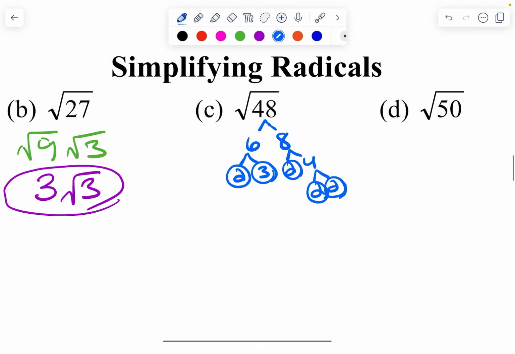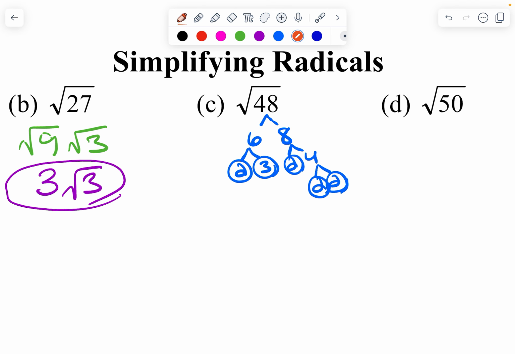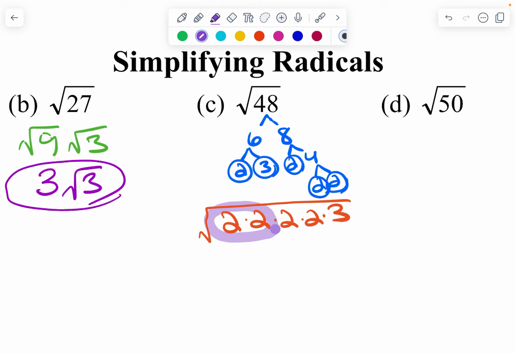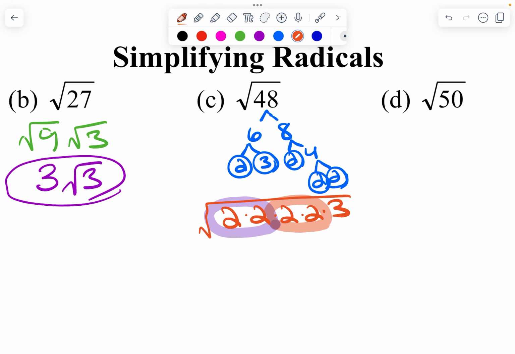And I'm just going to rewrite this all. So how many total 2's do I have? I've got 1, 2, 3, 4 2's. So 2, 2, 2, and 2, and then 3 here. And this is all still underneath a square root. What we're looking for when we're dealing with a square root is pairs of numbers that match. So I've got a pair of 2's, and I have another pair of 2's. That means that for each one of those pairs, I can take a single 2 outside of the radical.